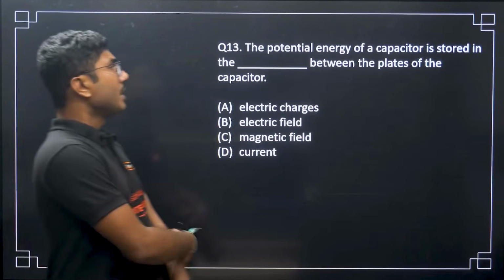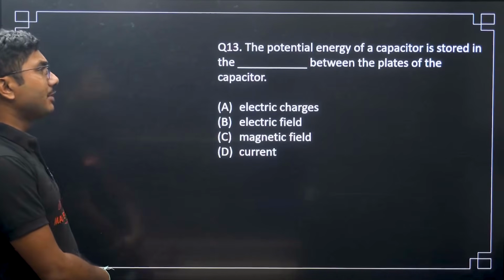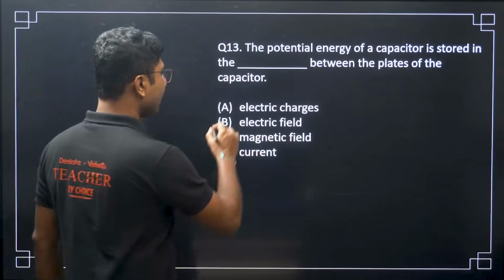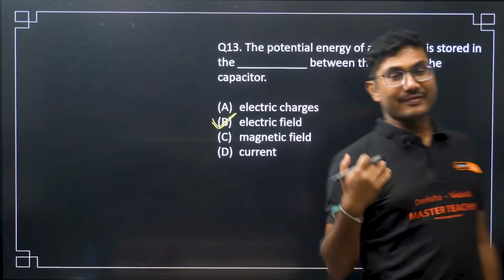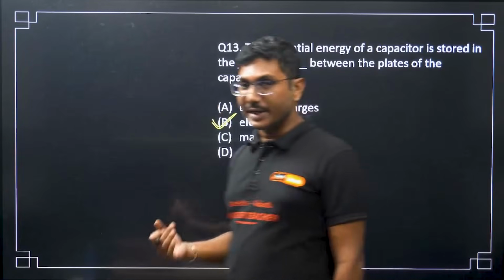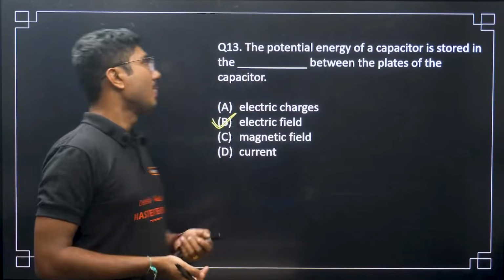Next question, the potential energy of a capacitor is stored in the dash between the plates of the capacitor. It is stored in the electric field. We have seen that energy density depends on the electric field, half epsilon naught E square. So basically energy is stored in the form of electric field.